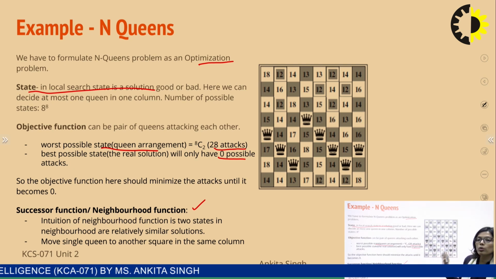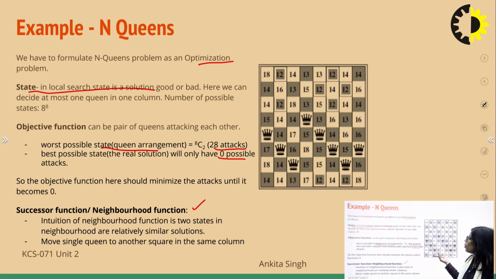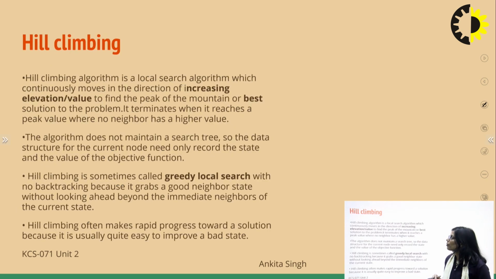So we have assumed certain things. First, we are putting one queen in one column. Second, we can find the neighboring state of this by moving a queen, only one queen. So if we are moving only one queen on the board, we can say we have reached the next neighboring state. Now what is the hill climbing algorithm? Hill climbing algorithms are the first set of algorithms used to solve local search problems.